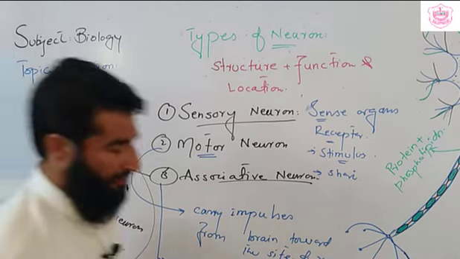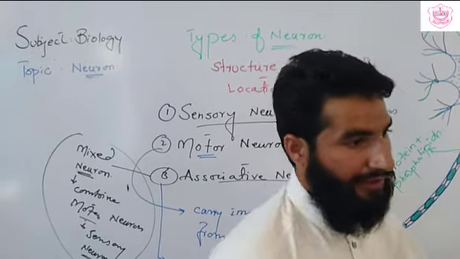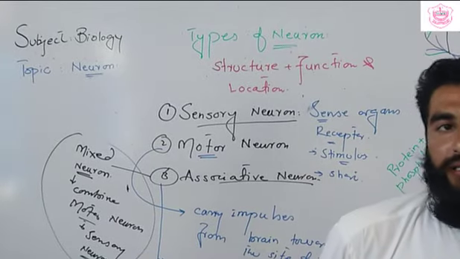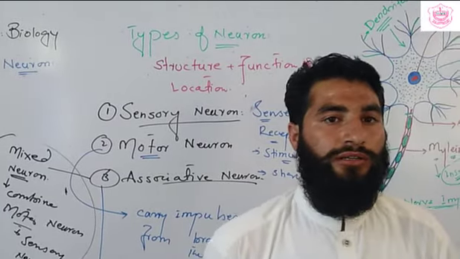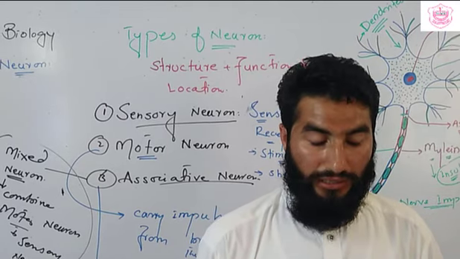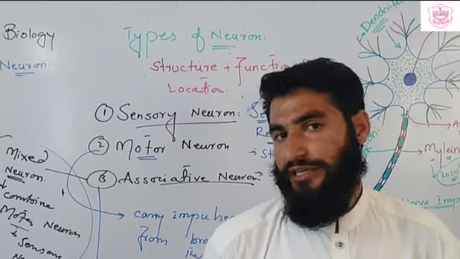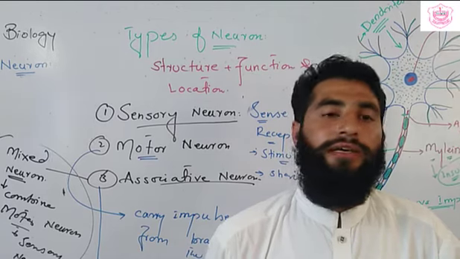This was all about the structure of the neuron and its types on the basis of structure, function, and location. In the next class we will discuss the central nervous system, which consists of brain plus spinal cord.